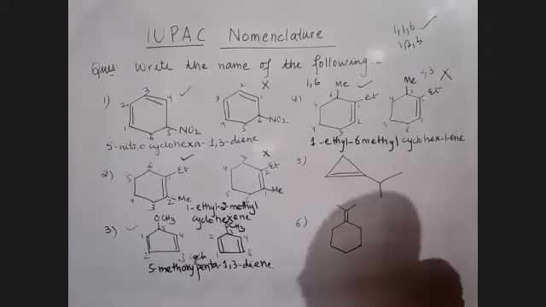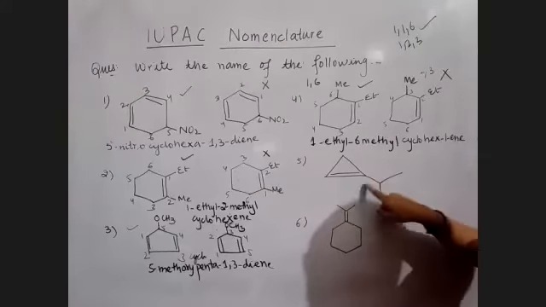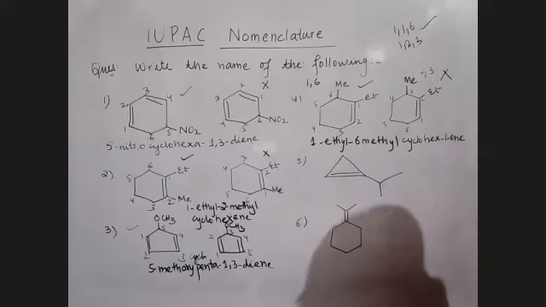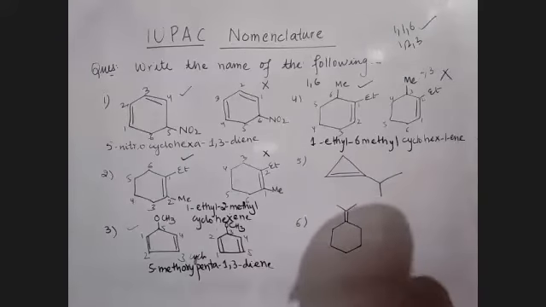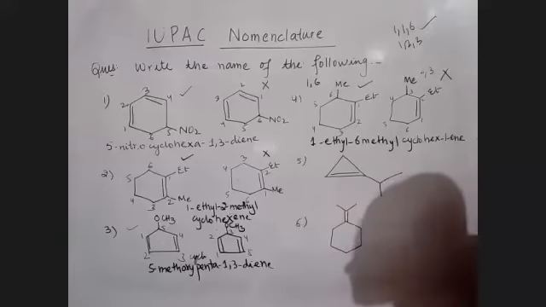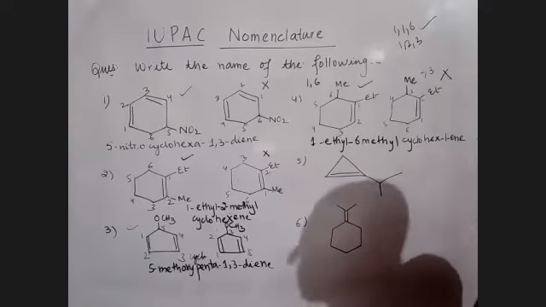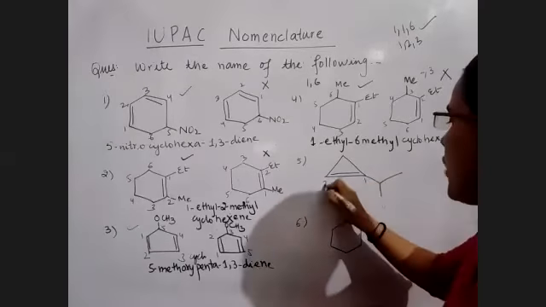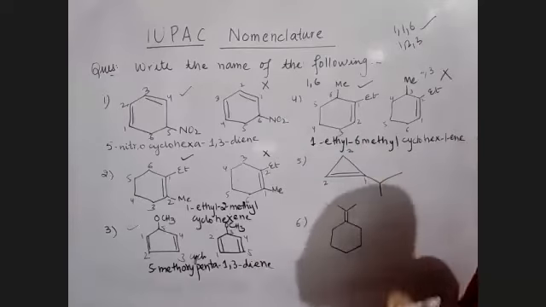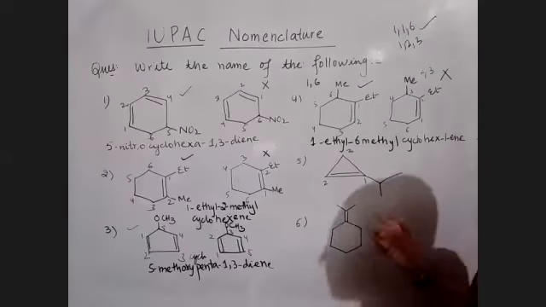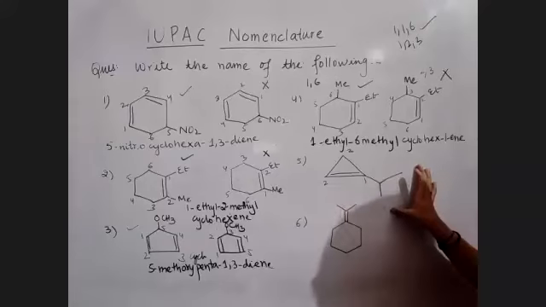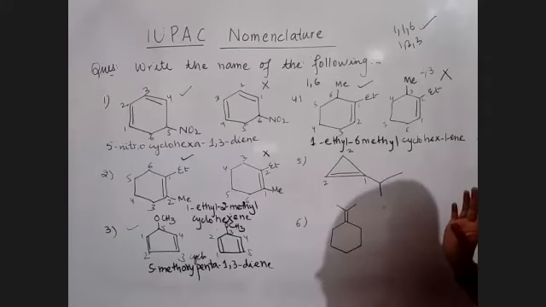Now there are 2 ways to number: 1, 2, 3 or 1, 2, 3. Which way is correct? Some of you have given the correct answer, Hasni. Correct. It will be 1, 2, and 3, because the double bond is getting the first position as well as the side chain is also getting the first position.